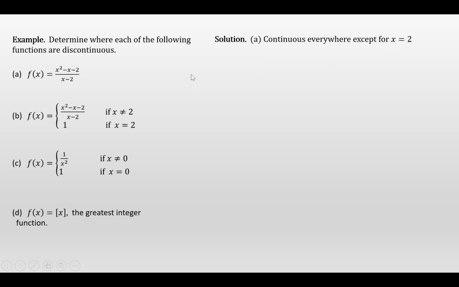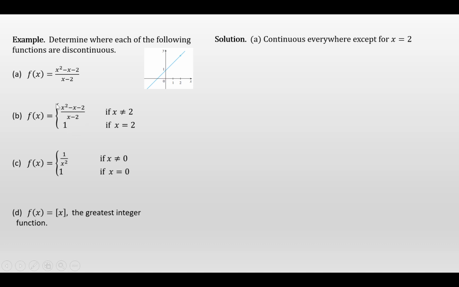Let me show you the graph of this function. It's right here. You can see there's a hole here because when x equals 2, it is undefined. I'm going to explain more why the graph looks like a straight line in a moment. Let's move to question B first. Question B looks really similar to A, same expression when x is not equal to 2, but when x equals 2, it is defined to be equal to 1. Okay?